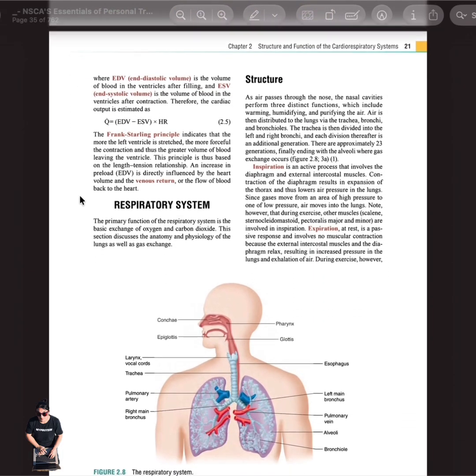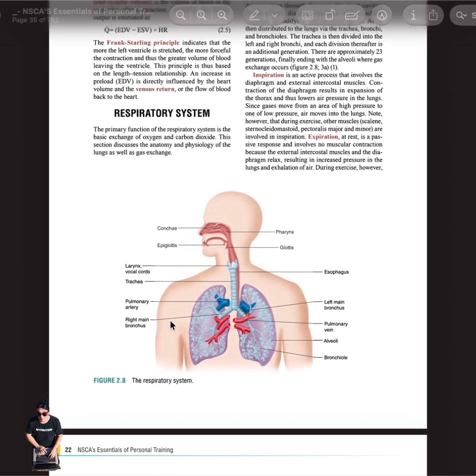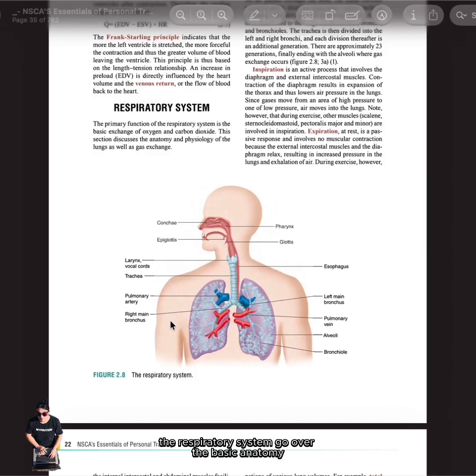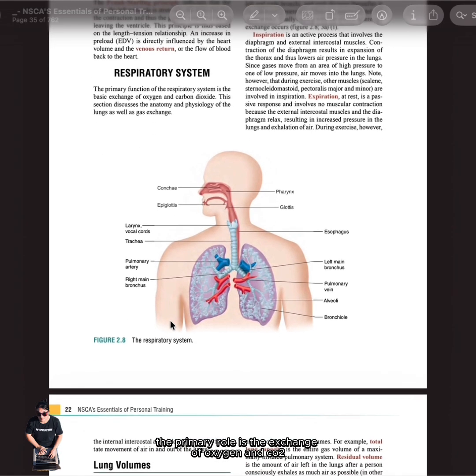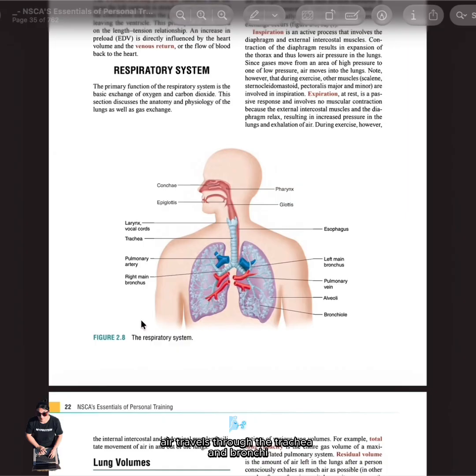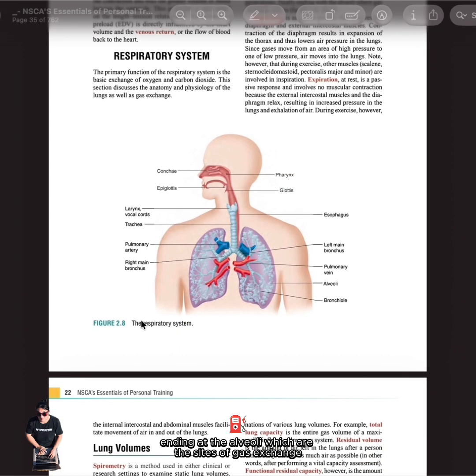Okay. The respiratory system, go over the basic anatomy. Function and structure. The primary role is the exchange of oxygen and CO2. Air travels through the trachea and bronchi, ending at the alveoli, which are the sites of gas exchange. Breathing in, or inspiration, is active, involving the diaphragm and external intercostals. Those are muscles between your ribs. Expiration at rest is passive, and these muscles relax.